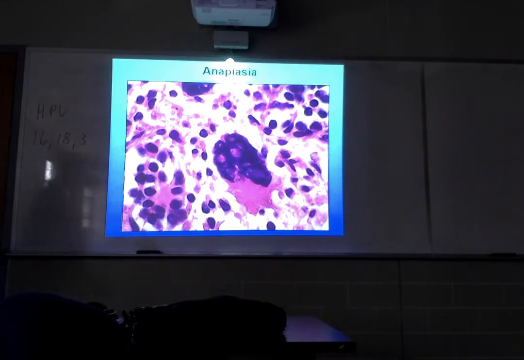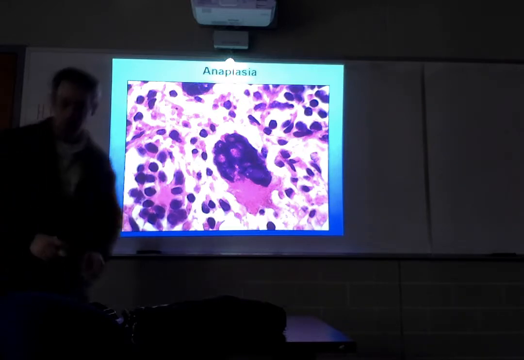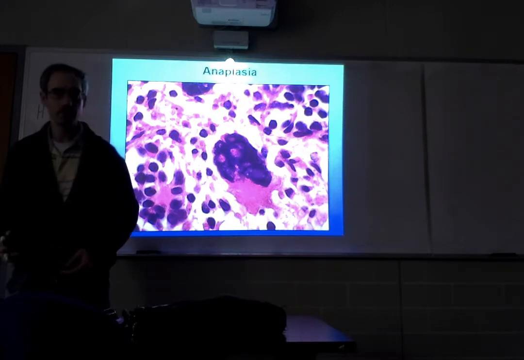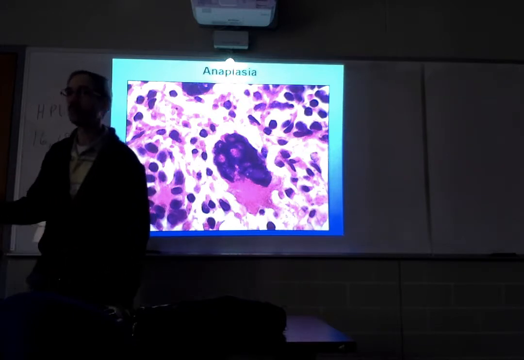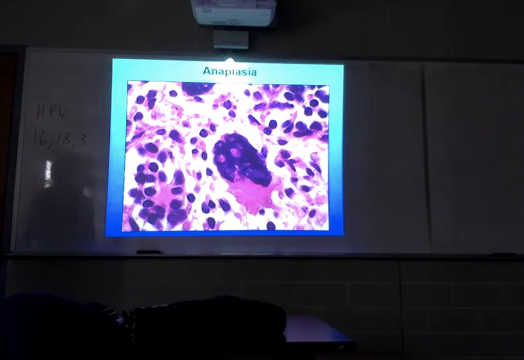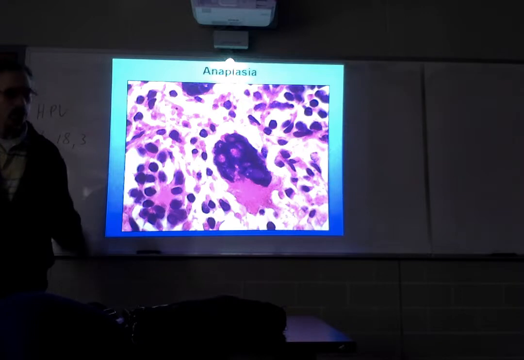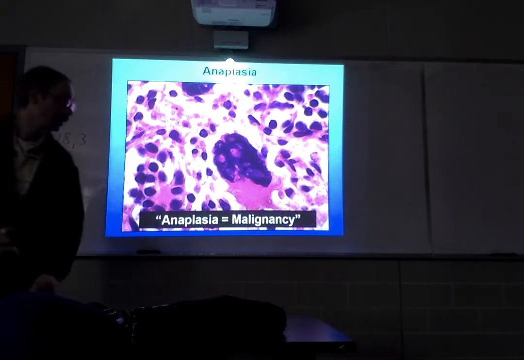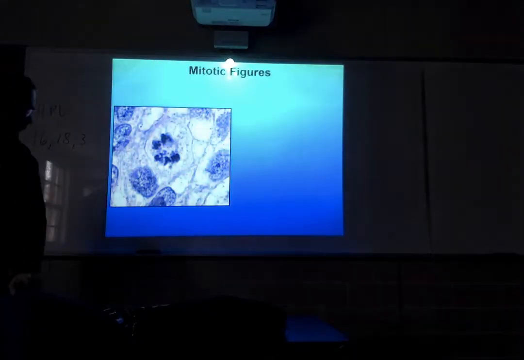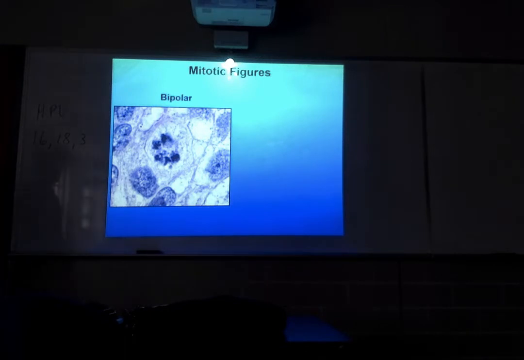We also said that the mitotic figures of a benign neoplasm usually look normal. A mitotic figure that's normal is bipolar. Whereas in a malignant neoplasm, usually the mitotic figure is not normal. It's not bipolar. It's kind of bizarre looking. Let's take a look at that. Okay? Let's first take a look at a mitotic figure that you would find in a benign neoplasm.